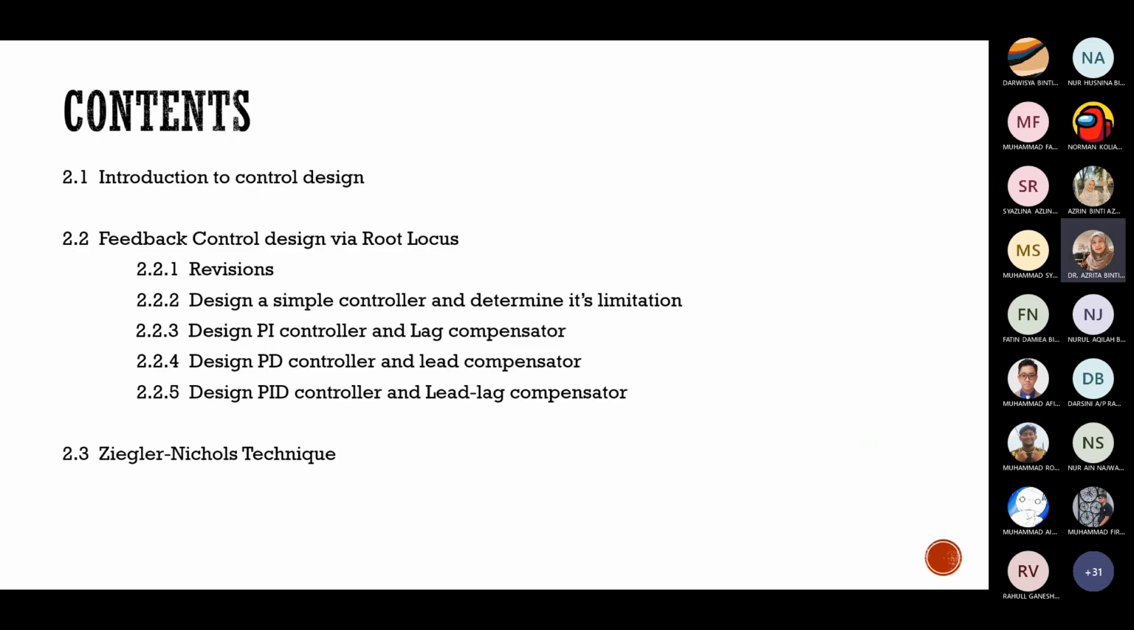So for the contents, I put again the contents of chapter 1. We already learned about the introduction. We already learned how to design a controller: PI, PD, PID, lag lead, and lead. And the last topic from this chapter is the Ziegler-Nichols technique.